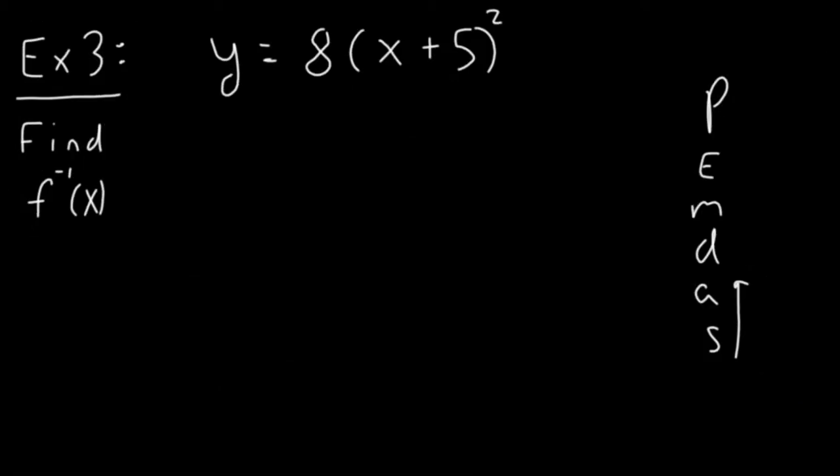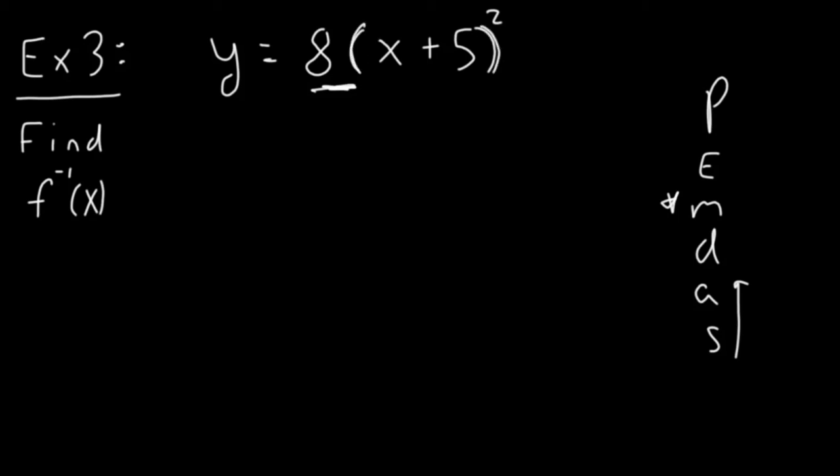Alright, in example 3, you'll notice it's a little bit different this time. Rather than having addition at the end, you'll notice I put this 8 right beside the parentheses. Well, ask yourself, when two things are side by side, what's happening? And we know that they're being multiplied.